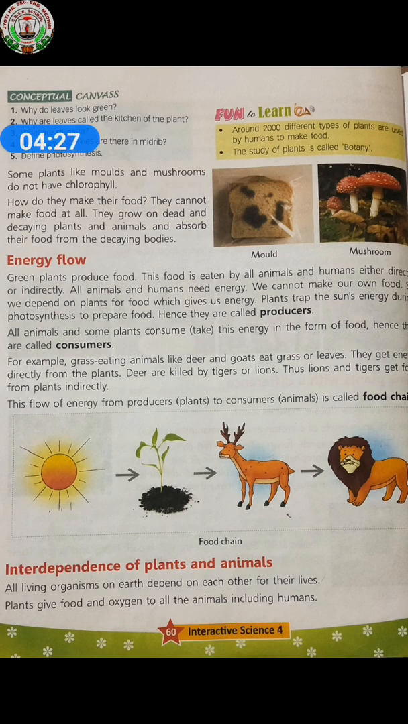So we depend on plants for food, which gives us energy. Plants trap the sun's energy during photosynthesis to prepare food. Hence they are called producers. And all animals and some plants take this energy in the form of food. Hence they are called consumers.